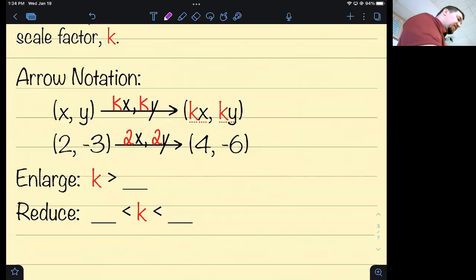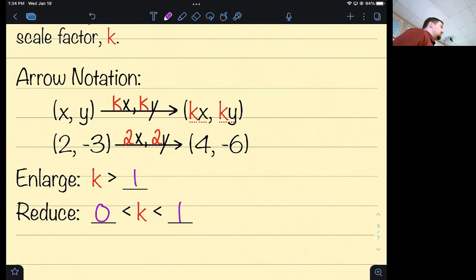So if your scale factor is greater than 1, you're going to enlarge your shape. If your scale factor is between 0 and 1, you're going to reduce your shape. So that makes a pretty obvious question. What happens if your scale factor is 1? What happens when you times all the coordinates by 1?